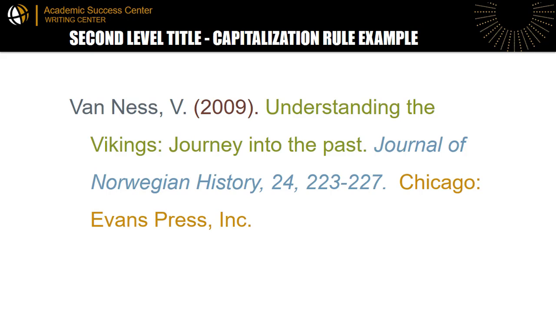The second-level title requires capitalization of the first letter of the first, last, and all important words. So in this case, the J in Journal, the N in Norwegian, and the H in History should all be capitalized. The O in of stays lowercase. You may be wondering, how do you determine if a word is important? And this is an excellent question. Unless told otherwise, follow the rules for title case.